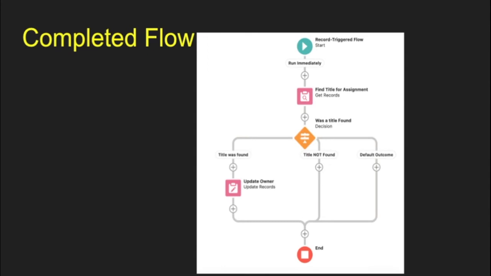So this is what it looks like completed. We have our Get Title Assignments, that's our Get Records. Then we're doing a decision. If we find something, we're going to update the records based on the title of the lead. We're going to get that user's ID and assign that as the owner of the record, so in that scenario, if the title was CEO, the owner would be Batman. Then Batman would become the owner of the lead once it was completed.